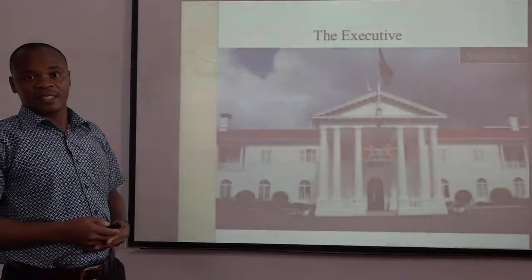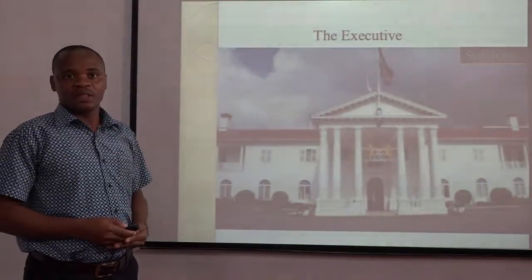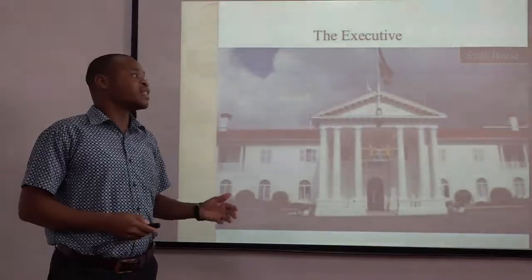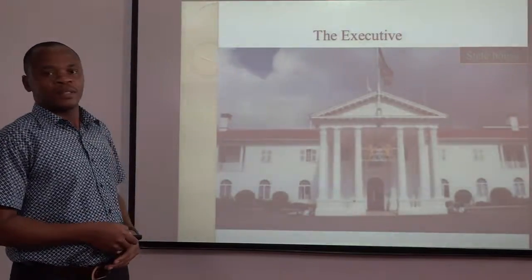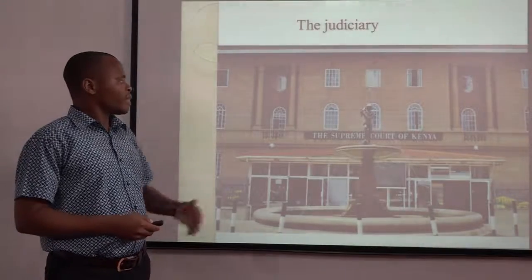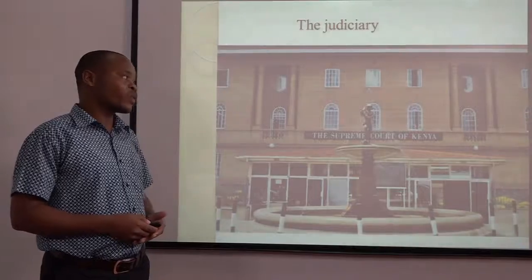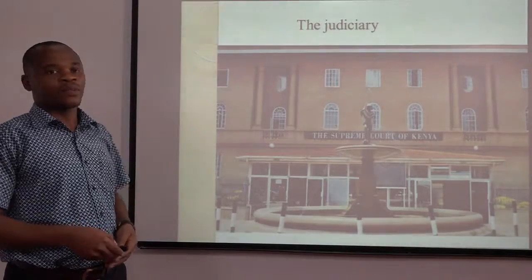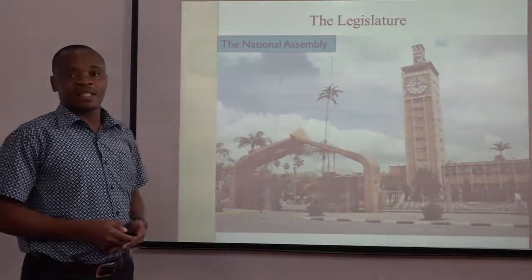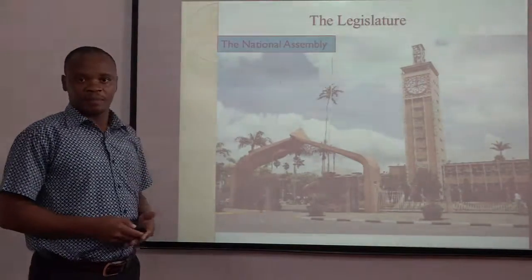One, we have the executive, and this is the picture of the State House. This is the official residence of the president. Two, we have the judiciary, and that is the Supreme Court of Kenya. Actually, this is the highest court in Kenya. Three, we have the legislature. That is the National Assembly.